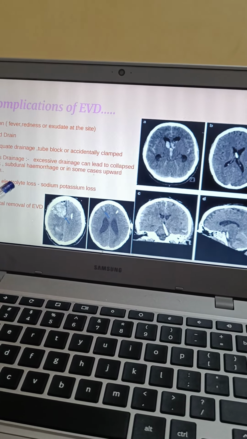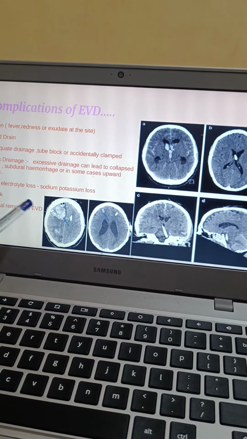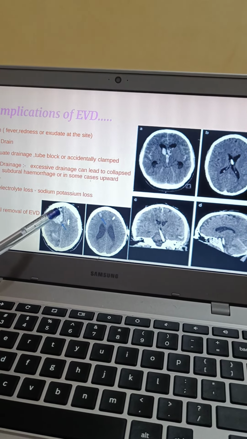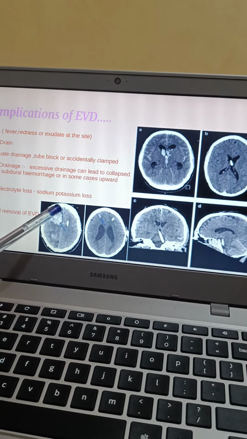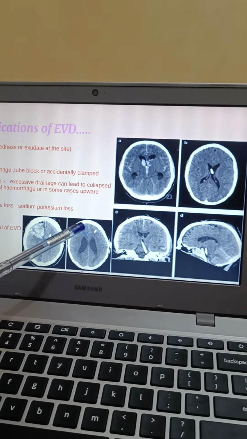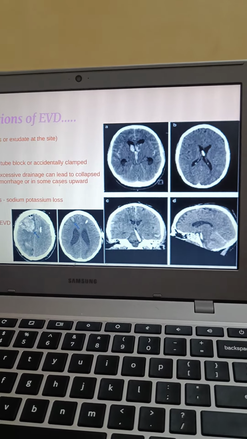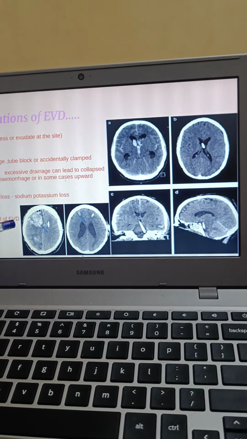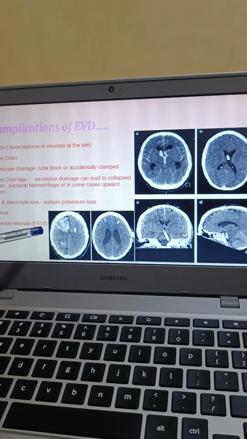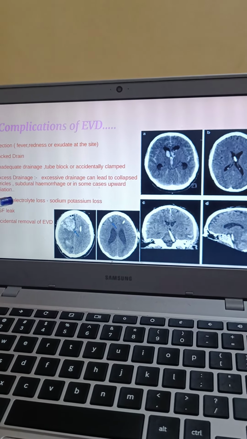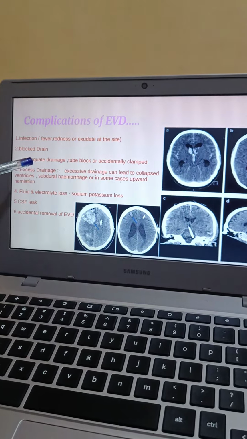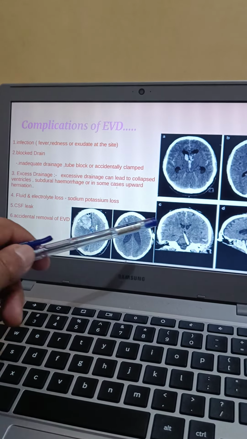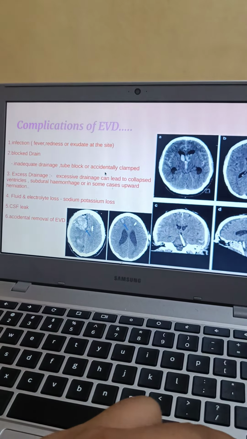That's why this is also one of the complications of the EVD, fluid and electrolyte loss. Then CSF leak, and if the drain accidentally comes out from here, it will cause infection. So accidental removal of EVD, CSF leak, fluid and electrolyte loss, excess drainage, blocked drain, then infection. These are the main complications of the EVD.